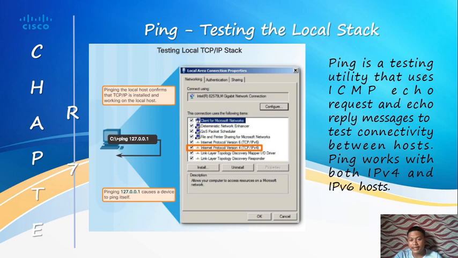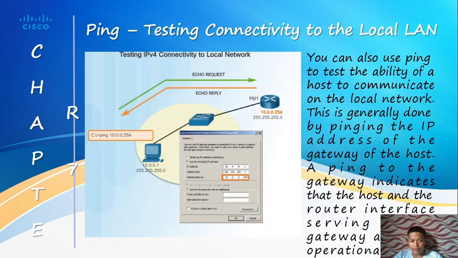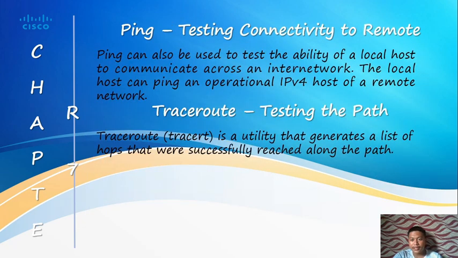This is the ping testing the local stack. Ping is a testing utility that uses ICMP echo request and echo reply messages to test connectivity between hosts. Ping works with both IPv4 and IPv6 hosts. Ping testing connectivity to the local LAN. So this is the ping testing connectivity. Ping testing connectivity to remote, and traceroute testing the path. That is the meaning of those two topics.